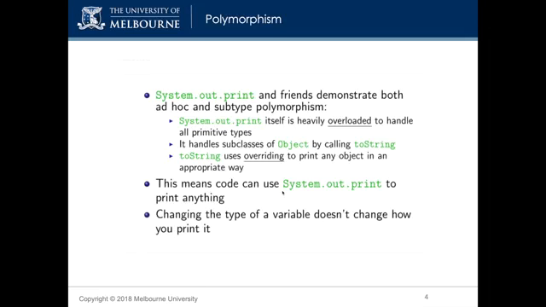Now, we've done this many times. The print method tends to have eight or nine methods that we can utilize. So essentially calling System.out.print can print anything. Of course, the variable doesn't change how you print it either. So this is a concept that you've been using without realizing it is part of the polymorphism construct.